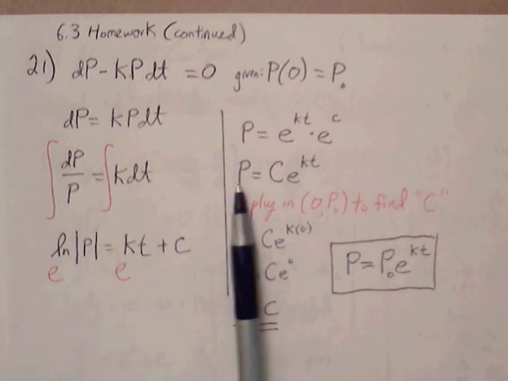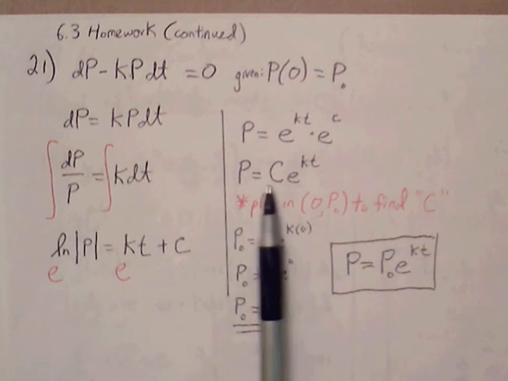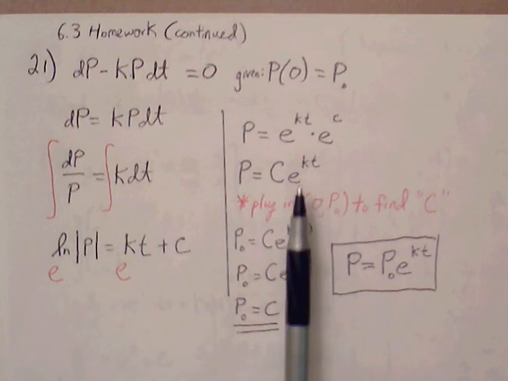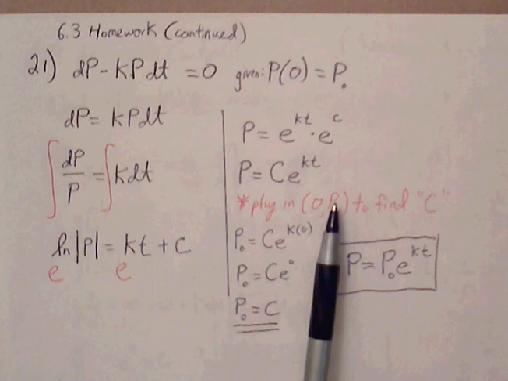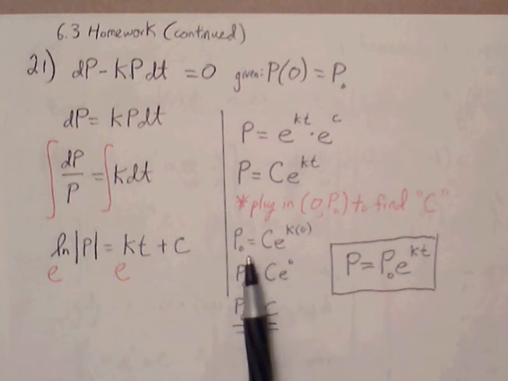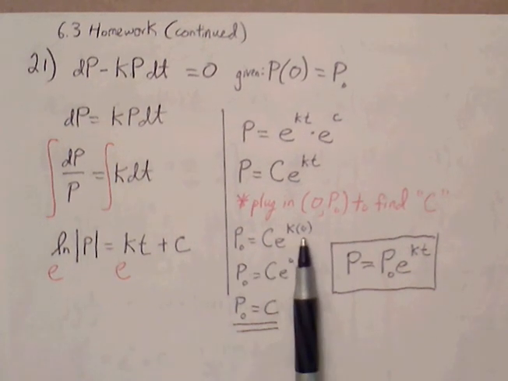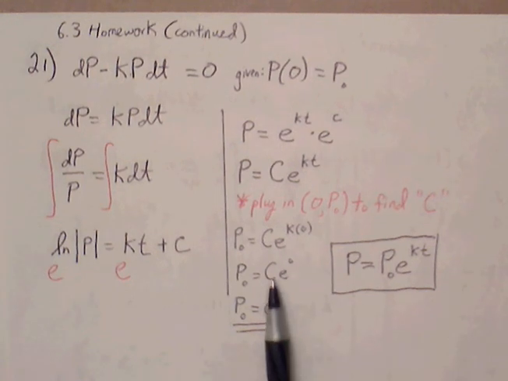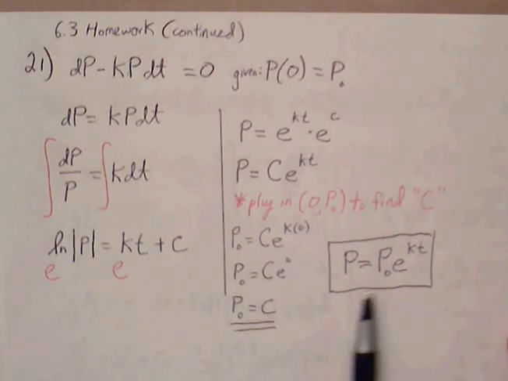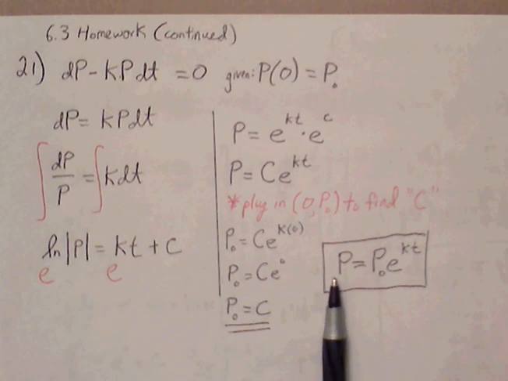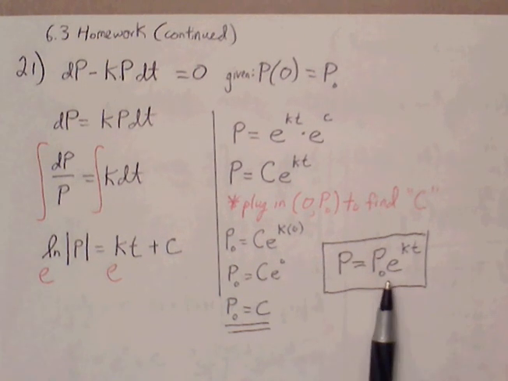Now we can plug in our ordered pair to find our specific solution, to solve for c. So plug 0 in for t and p sub 0 in for p. So we have e to the k times 0, which is going to be e to the 0, which is 1. So c is equal to p sub 0. And then replace c with p sub 0. So p is equal to p sub 0 e to the kt.